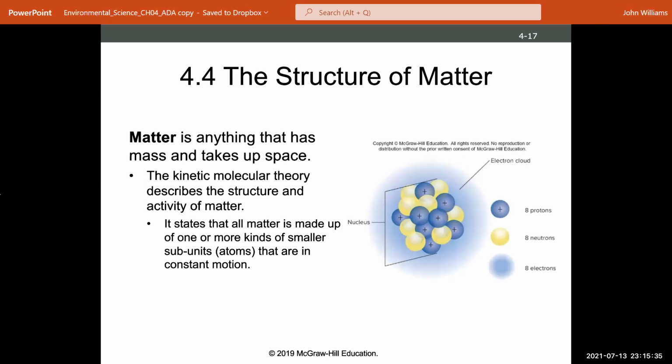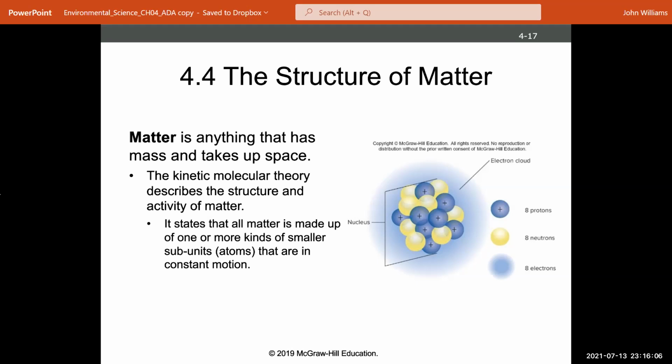So that's kind of the basics of science and the scientific method, and how we generate our ideas and experiments and then get them to the outside world that's not part of the scientific community. What we're going to do with the rest of this chapter is look at the structure of matter, and then we're going to talk about energy, and then some implications of that energy and the environment. So in general, matter is anything that has mass and takes up space.